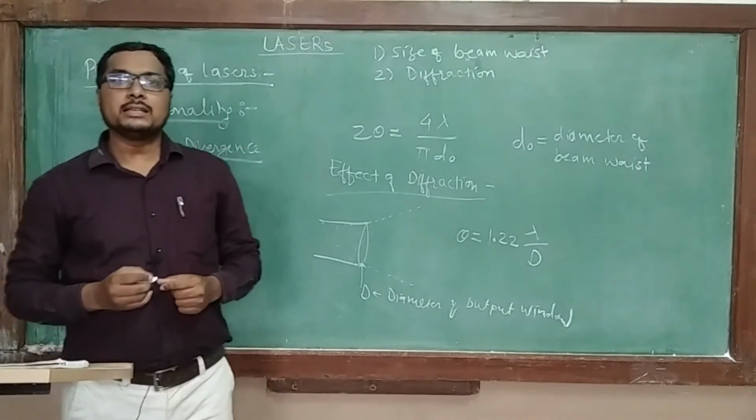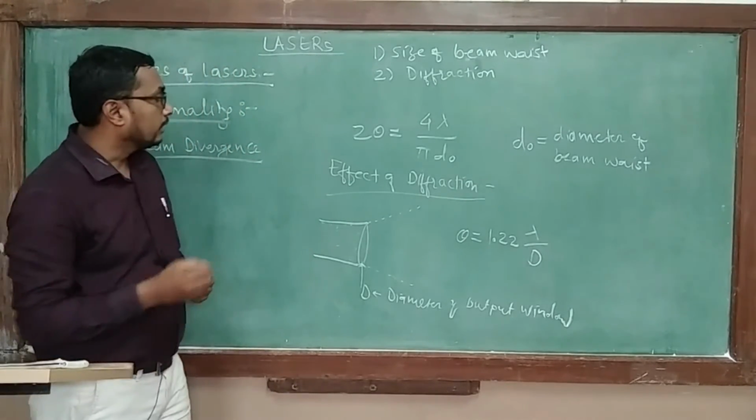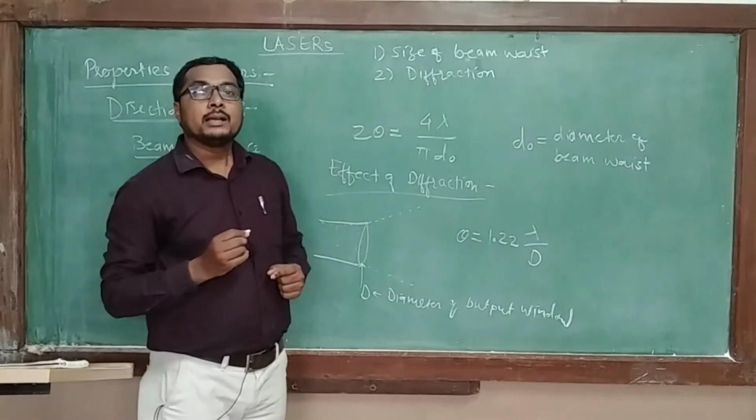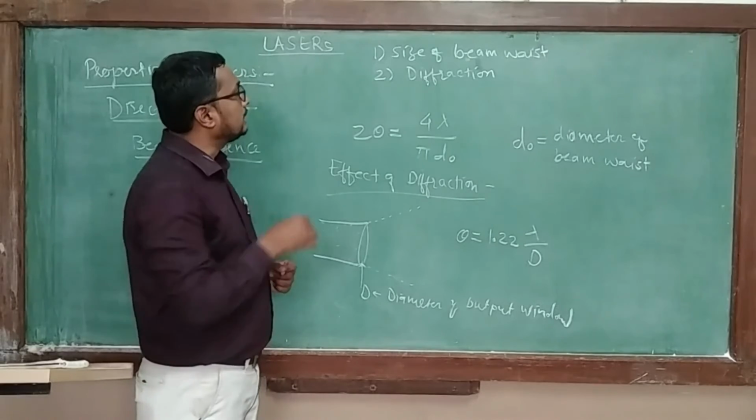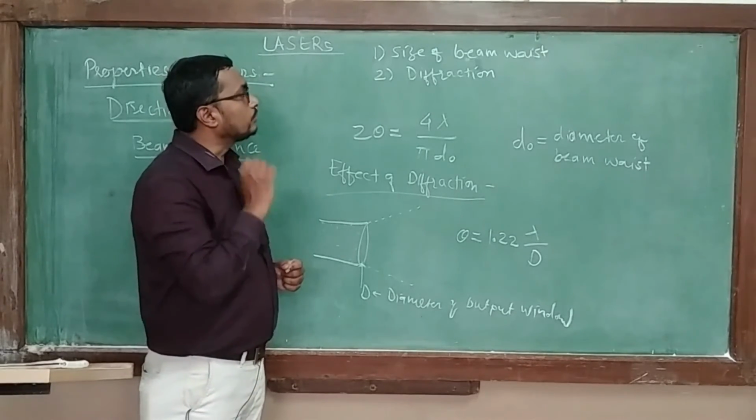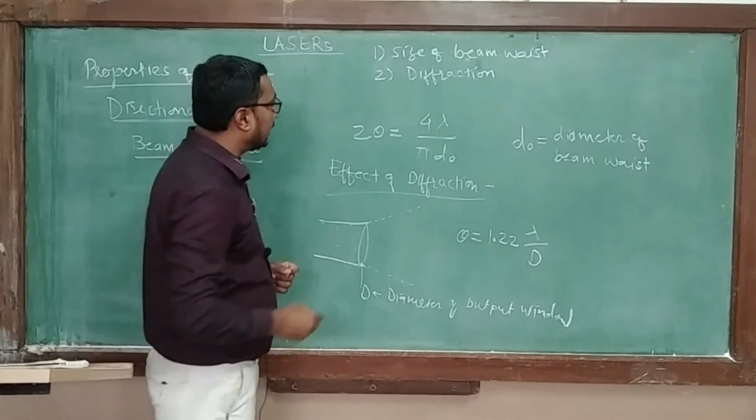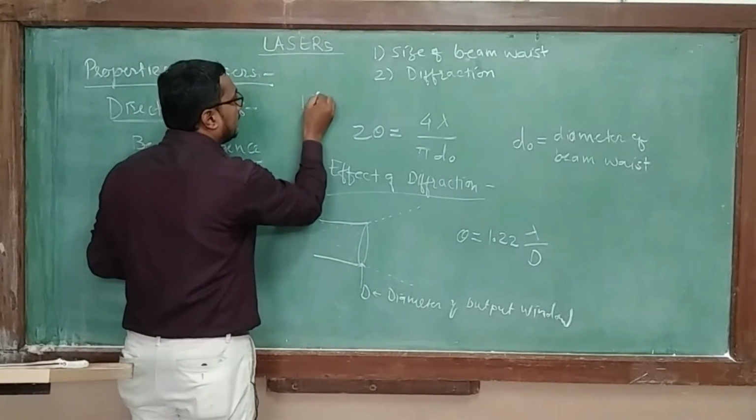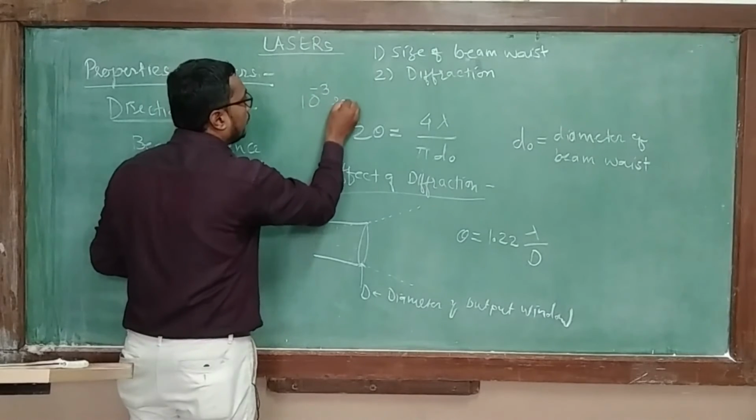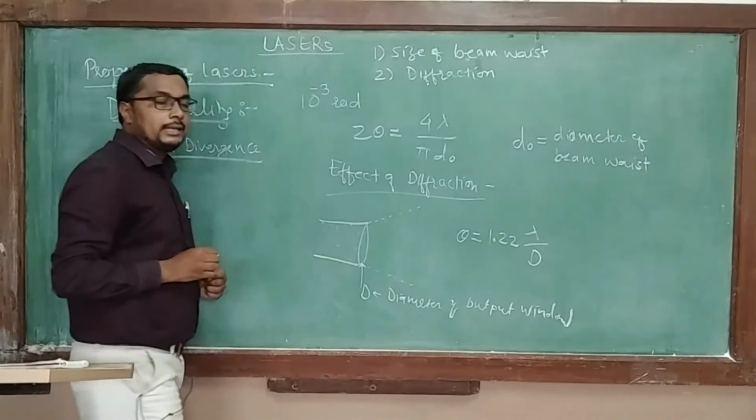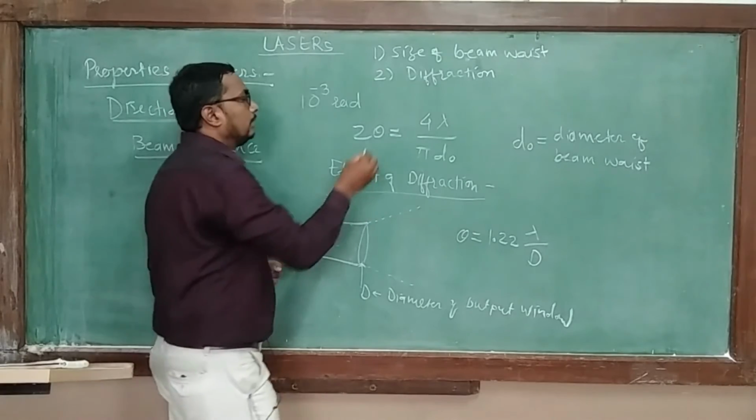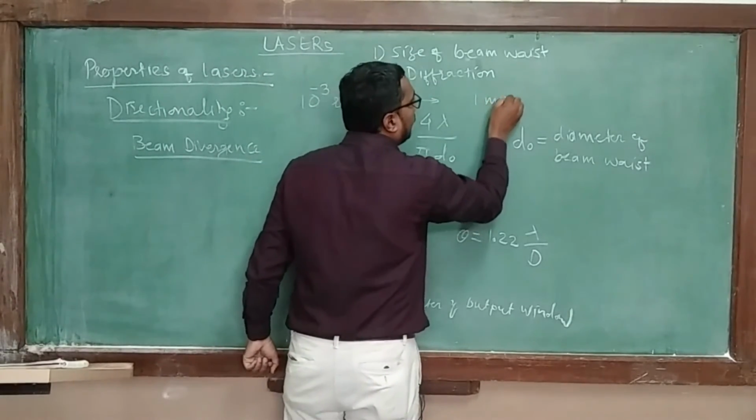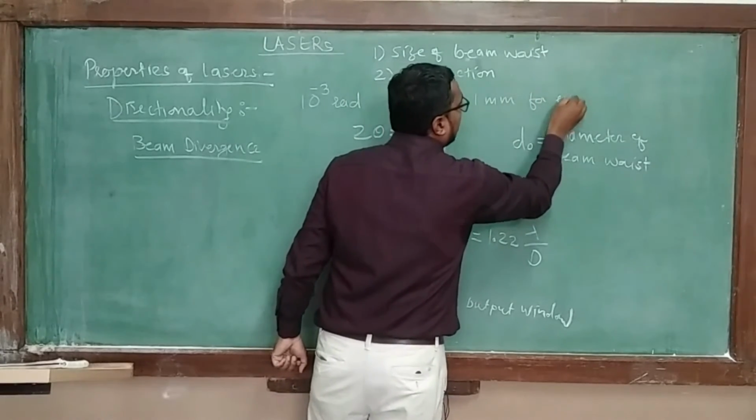In the case of gas lasers, the effect of diffraction on the divergence of the laser beam is almost twice that of the effect due to the size of the beam waist. For a helium neon laser, the typical divergence is of the order of 10^-3 radians. That means the diameter of the laser beam will increase by 1 millimeter for every 1 meter it travels.